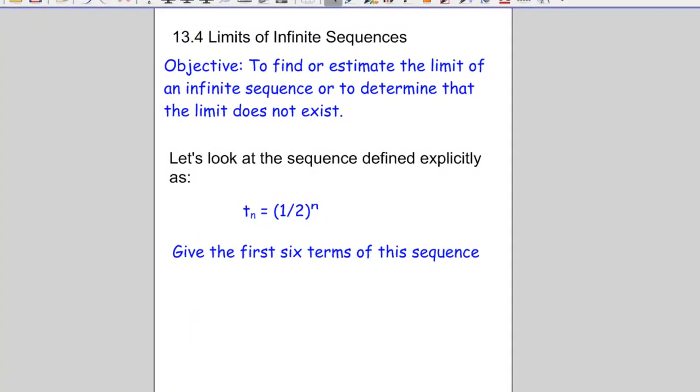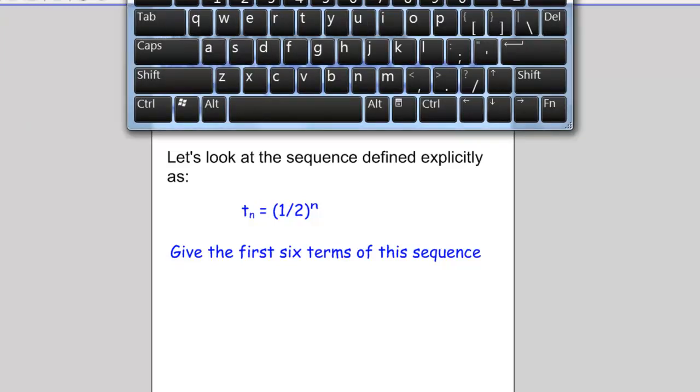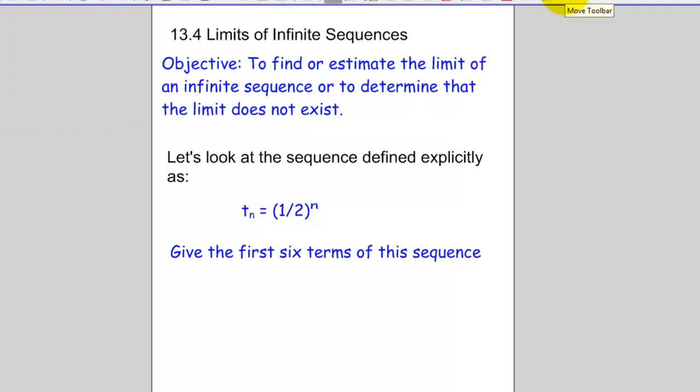Hello, pre-calc honors students. Here with 13.4, limits of infinite sequences. And our objective is to find or estimate the limit of an infinite sequence or to determine that the limit does not exist. Let's look at the sequence defined explicitly as t sub n equals 1/2 to the n power.